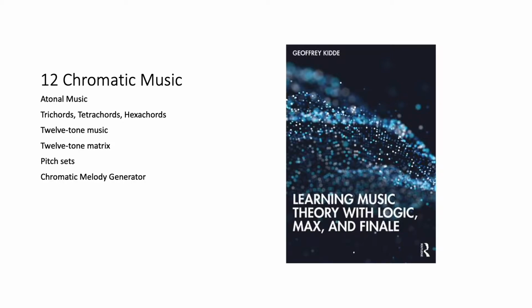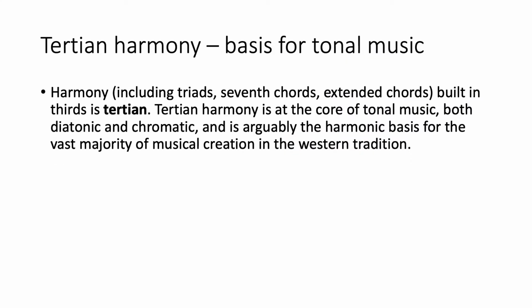We'll talk about a development in atonal music called 12-tone music. We'll see how one of the tools that composers use in creating 12-tone music is the 12-tone matrix. We'll see how we can name the pitch sets, which we can use in atonal music, other than the trichords, tetrachords, and hexachords. And then finally, we'll take a look at the chromatic melody generator, which allows us to create chromatic melodies. We should start by remembering that in tonal music, we build our chords with thirds.